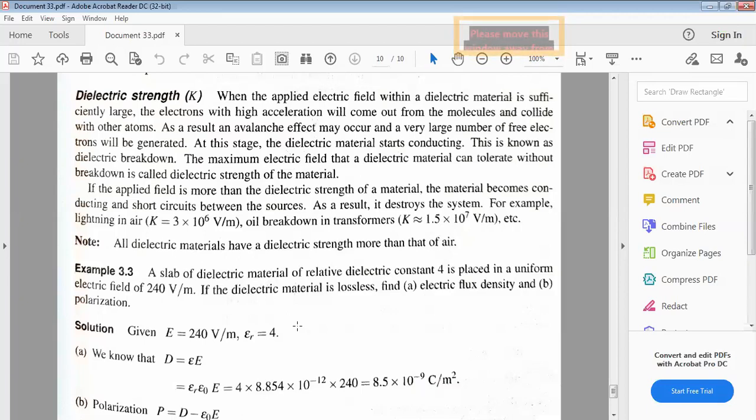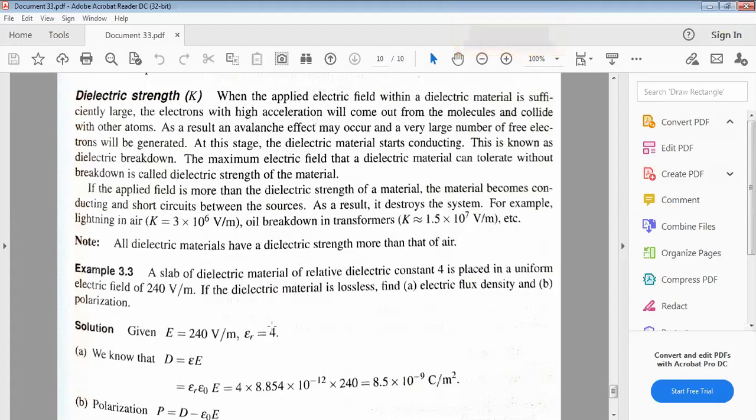If we observe the difference between Zener breakdown and avalanche breakdown: Zener breakdown occurs at lower voltages, relatively less than 5 volts, and avalanche breakdown occurs at higher voltages because of avalanche multiplication. But Zener breakdown is due to the direct rupturing of the covalent bonds.